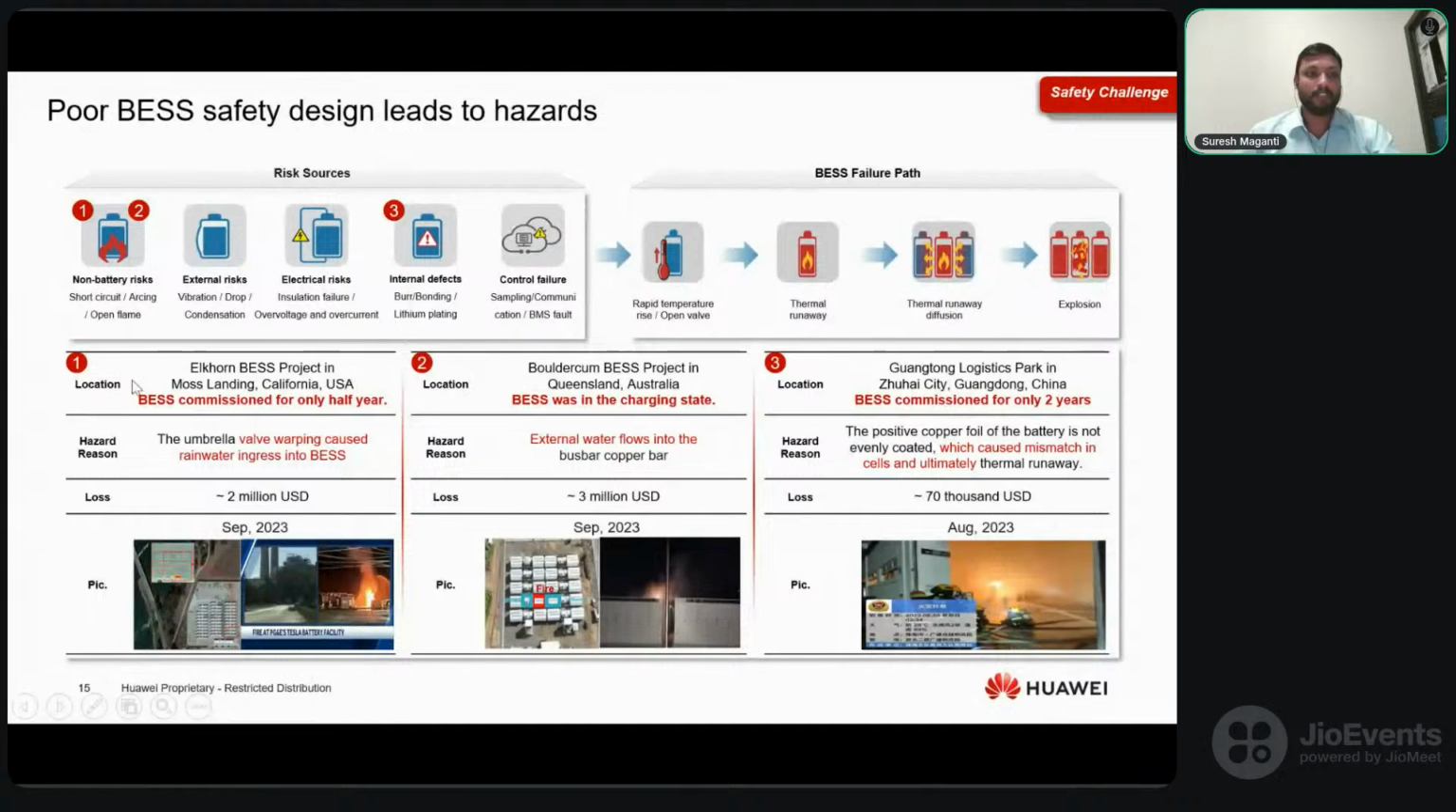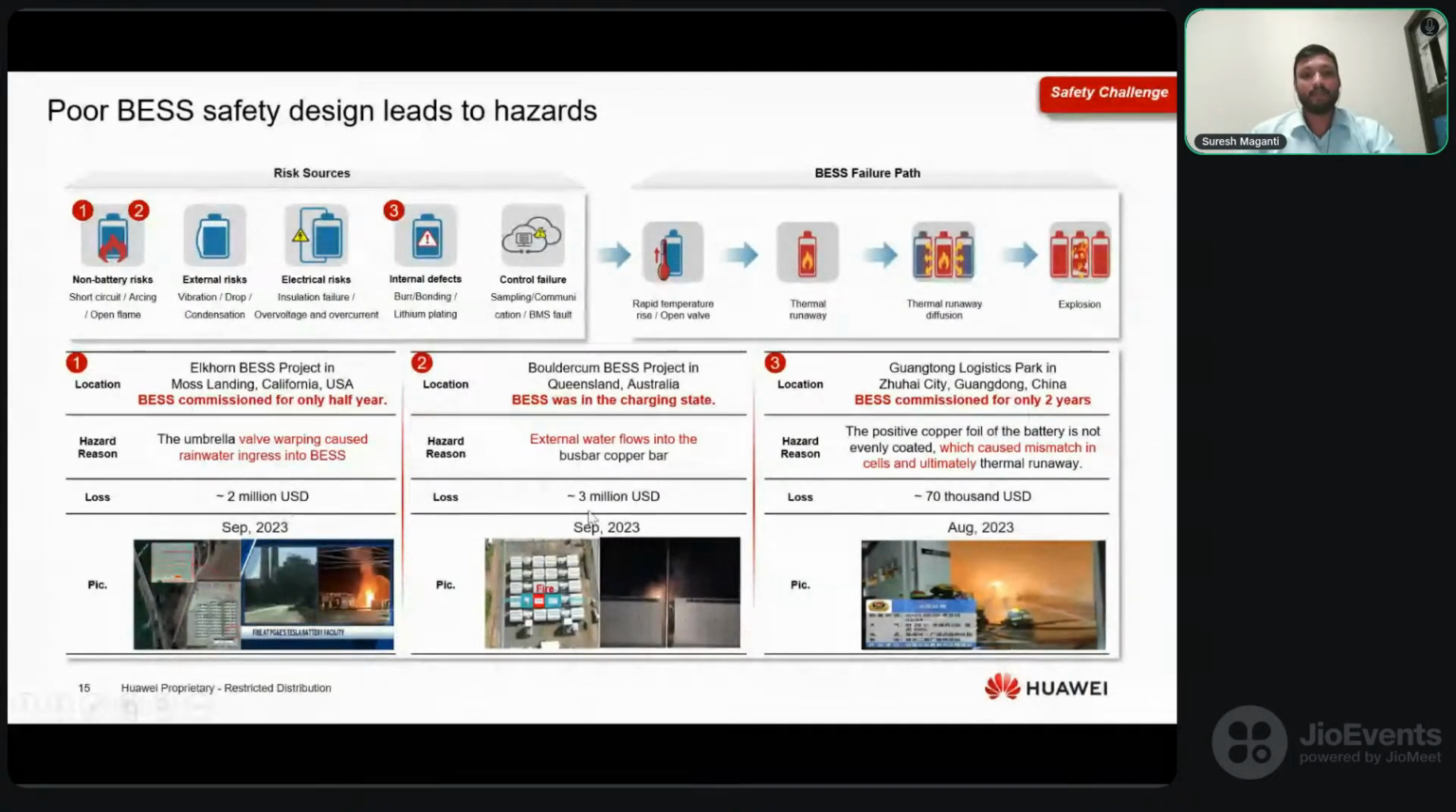So there are some use cases and experiences, the global experiences that faced these battery energy storage system failures. This is one of the failures that occurred in California in the USA. The main source of initiation is rainwater entering the battery and storage system, which leads to a fire in the battery and storage system. Around 2 million loss in this situation.